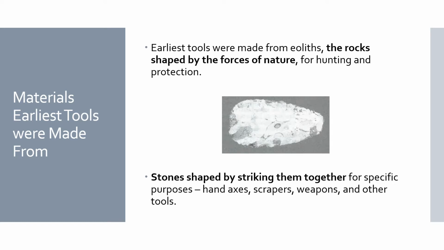So the earliest tools that we used were made from eoliths. It's just an archaeological term. Commonly we just call them rocks shaped by the forces of nature, because you can find them everywhere on Earth. At that time, we used them for hunting and protection.